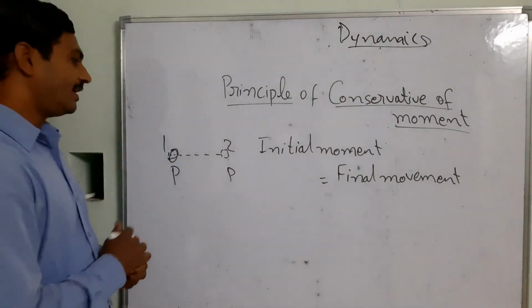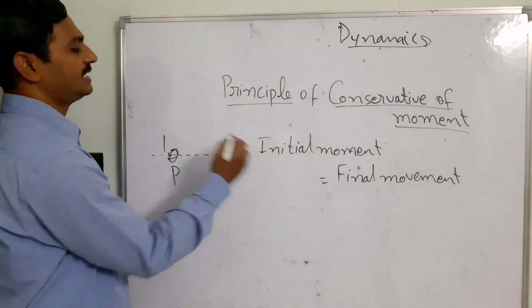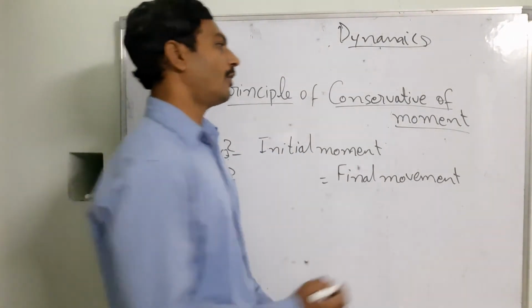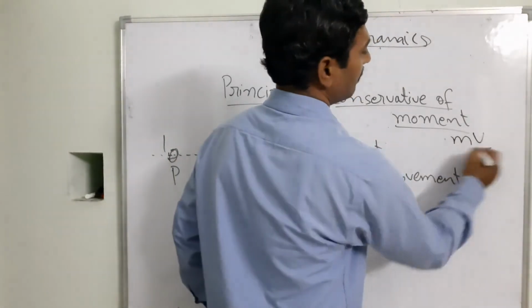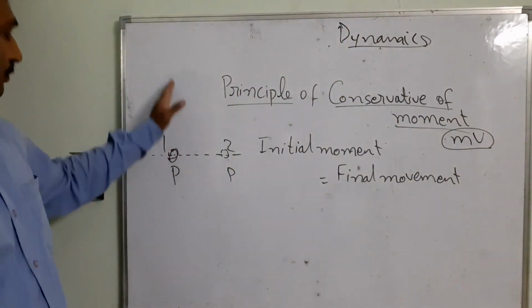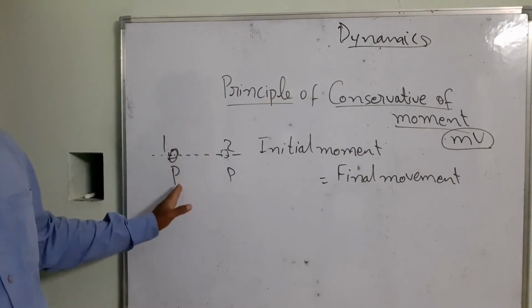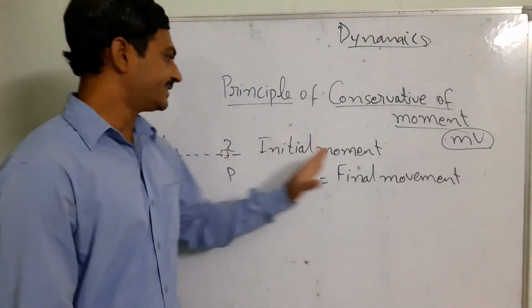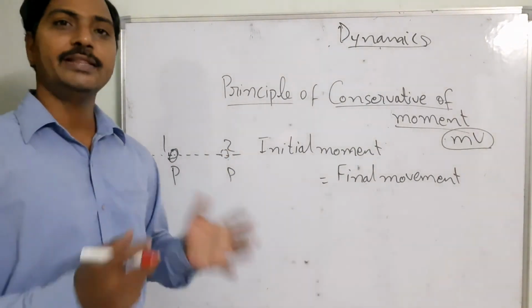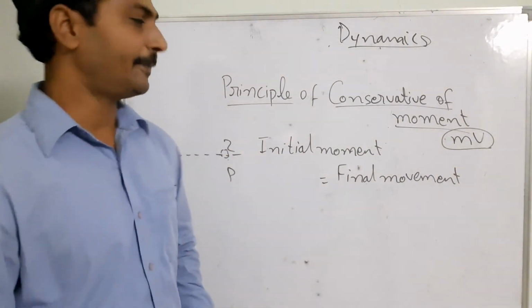Then we consider its momentum. What is the formula for momentum? Already we said it is mass into velocity. The initial momentum of the particle at position 1 is equal to the final momentum at position 2. By equating these two, we can find the different parameters.